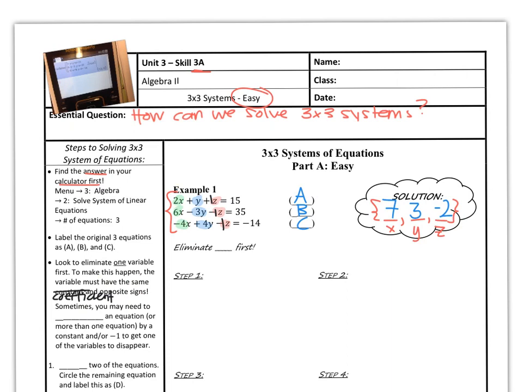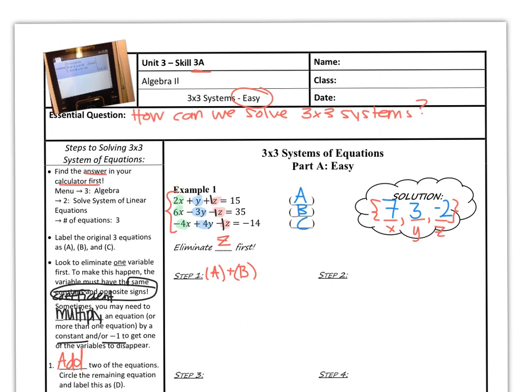Sometimes, though, you might have to multiply. That's what we're going to fill in this next blank. You might have to multiply one of the equations by a constant and/or a negative 1 to get the variables to disappear. Because remember, again, you want the same coefficient and opposite signs. So it looks like we're going to be able to eliminate z first. And we're going to do this by adding the two equations. Okay, add two of the equations, and then we'll circle the remaining thing. So we're going to start by adding A with B. It will not always be A with B. It's just because I'm noticing these two are opposites in terms of the z's. Okay?